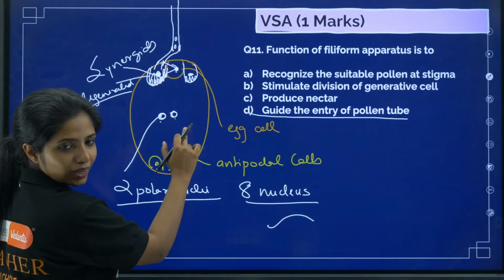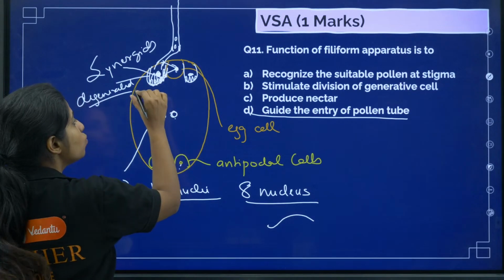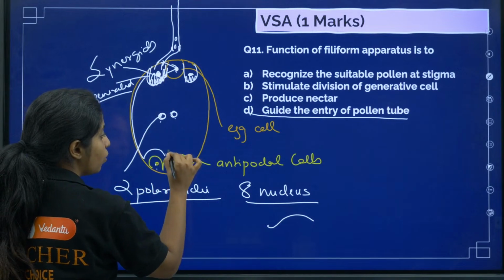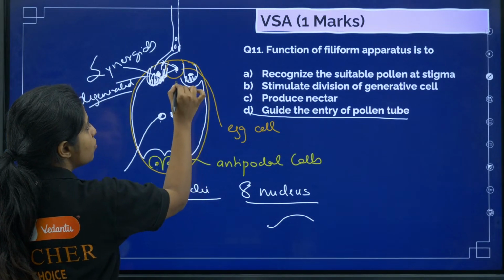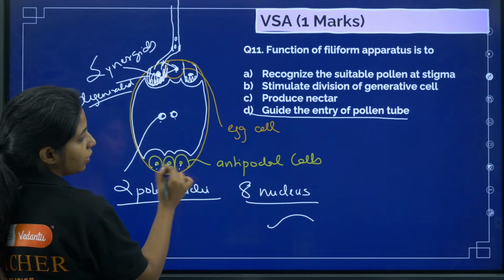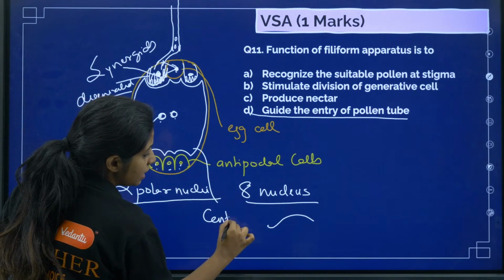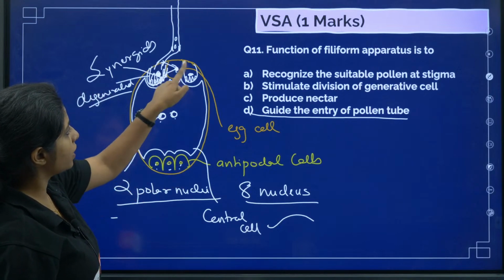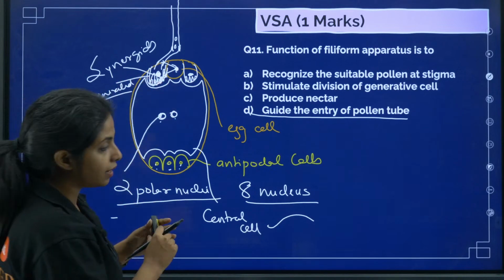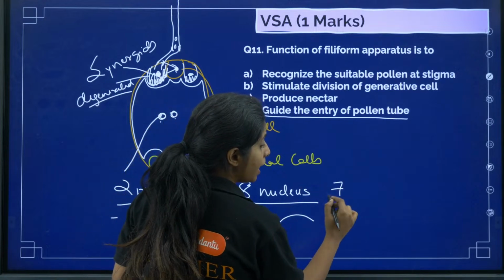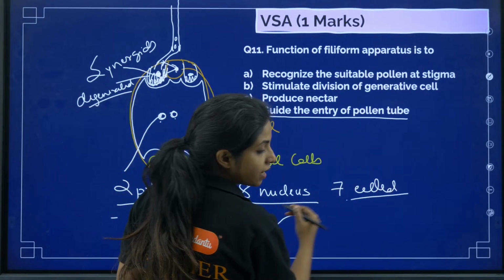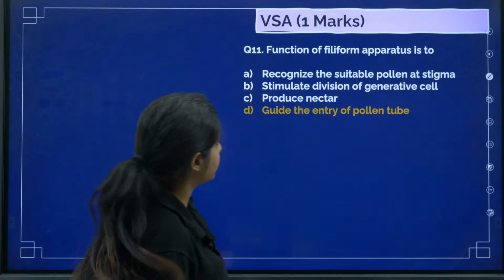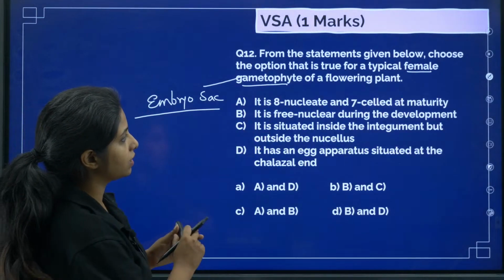But what about these two guys? These two nuclei are there in one big cell that you see over here, and this whole thing is known as the central cell. Now, so 1, 2, 3, 4, 5, 6 and this whole cell, the 7th cell. So 8 nucleate and 7 celled condition is there in the female gametophyte. Do you agree? Yes. So can I say this is correct?